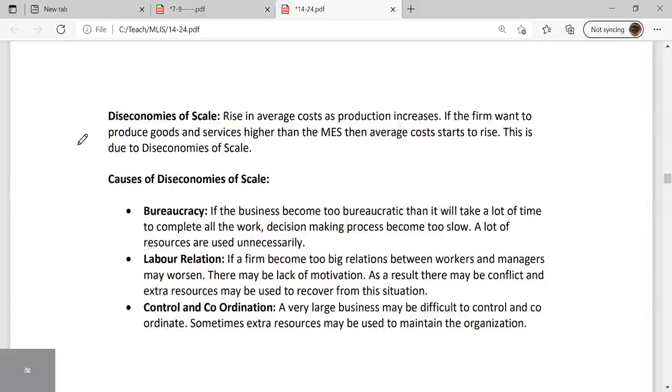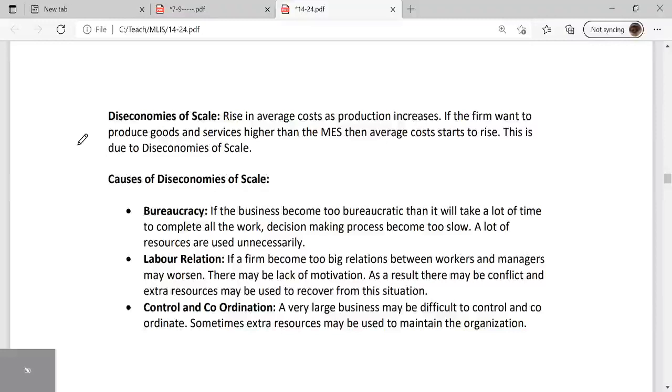Suppose when your organization is too large, there will be a rise in bureaucratic problems, because your organization will become too big, and it will lead to a longer time for taking any decision. Lots of people will be involved, lots of time will be involved. So it's a bureaucratic problem for taking any decision.